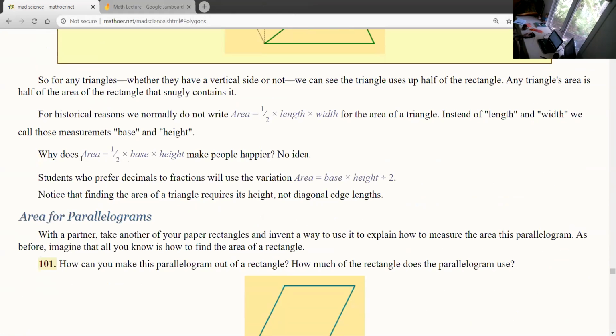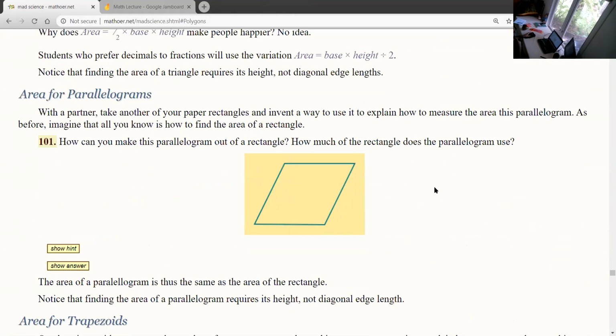Okay, back to this. So area for a triangle is 1/2 base times height, or base times height divided by 2, and now you know why. Okay, the next shape is a parallelogram. So I'm going to stop my share.